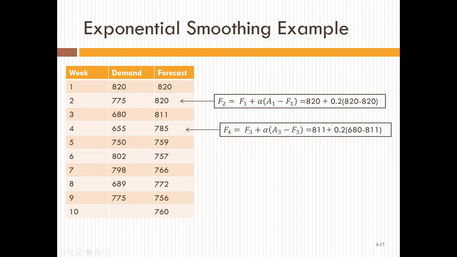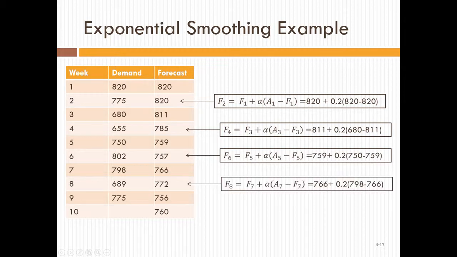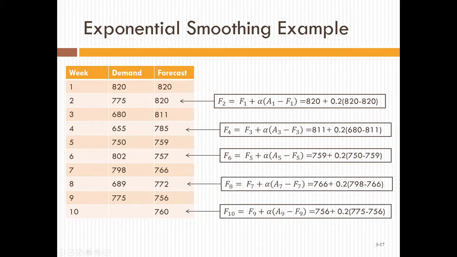For time period 4, we're going to take the forecast from time period 3, which was 811 units, plus our alpha coefficient of 0.2 times the difference between the actual for the previous time period. So the actual was 680 minus 811, which was that forecast. And that's how we're going to get our forecast of 785. And you can, again, pull up the slide and review it and go through the examples that are listed here.